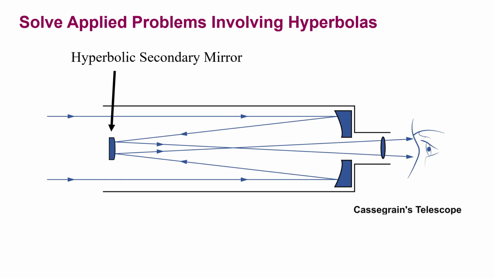In this video, we're going to learn how to solve applied problems involving hyperbolas. Hyperbolas are found in many applications in science and engineering. One example of an application can be observed in the use of hyperbolic mirrors in large telescopes used for deep space observations. In this image shown here, we have a Cassegrain telescope which uses a primary parabolic mirror to reflect incoming light to a hyperbolic secondary mirror, which then directs the light towards the viewer.